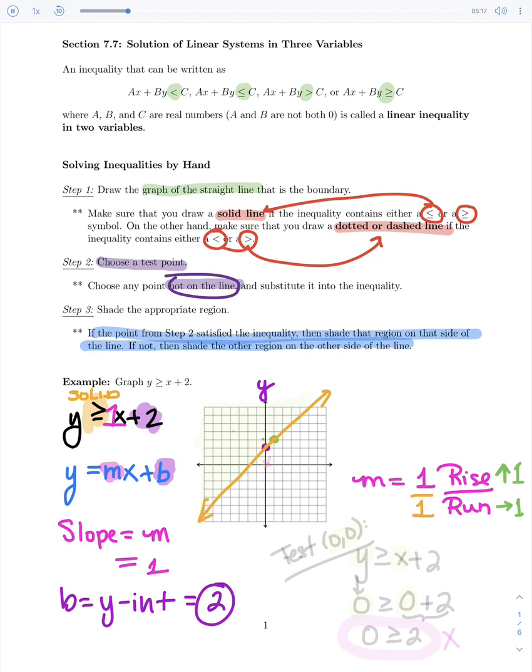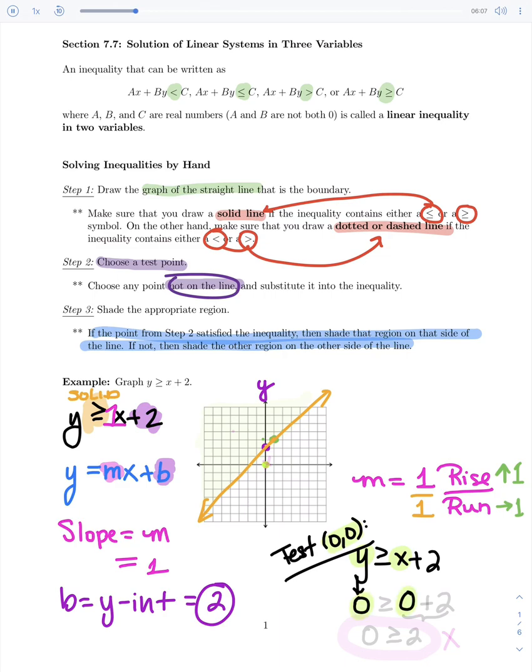Now the question is, which side of my graph am I going to shade? Well, I need to pick a point, any point, and I need to test it by plugging it in. I'm going to pick the easiest point I can think of right here in the middle, 0, 0. It's okay to use this point because it does not go through the graph. What does it mean to actually test? So we're going to test 0, 0. That means we're going to plug in 0 for y and 0 for x.